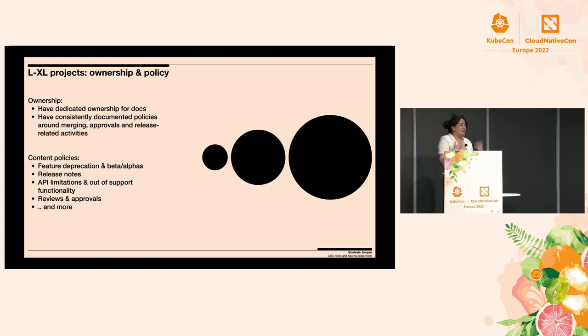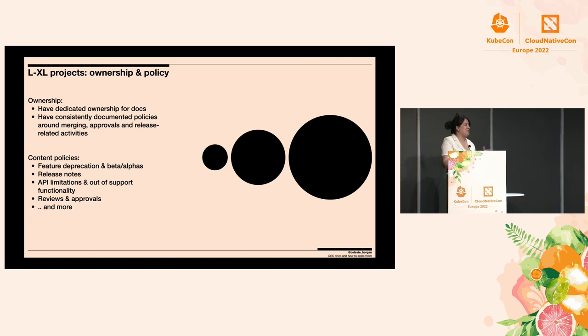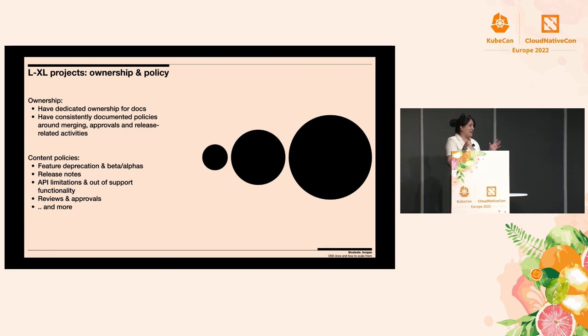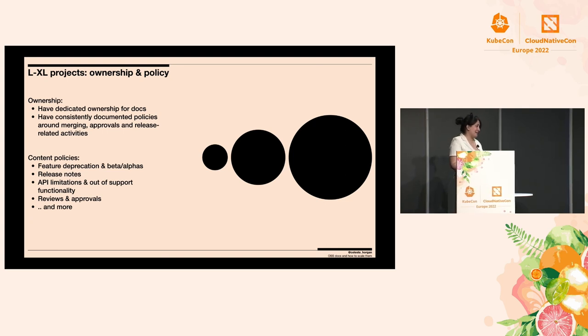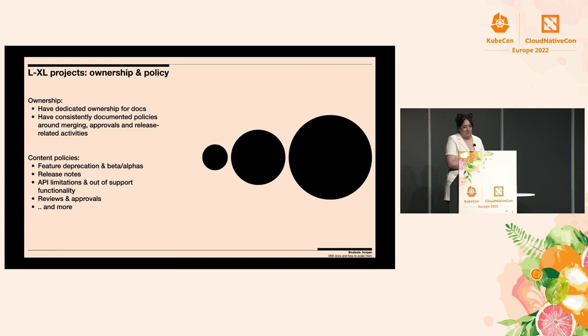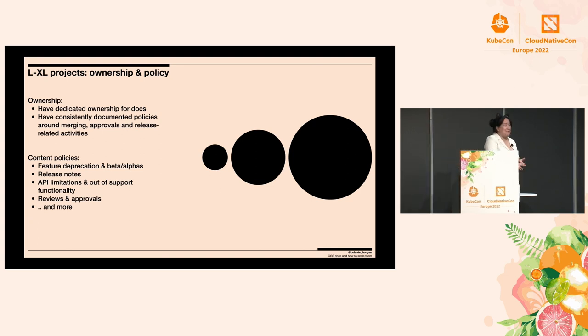Release notes. As your project grows, people start actually caring about what you've done, and you need to explicitly say in version XYZ, changes YZ, ABC came into place. Depending on the project, API limitations, out of support functionality. If you were in Don Foster's talk earlier, documenting what is in and out of scope for the project and what the project intends to actually do.